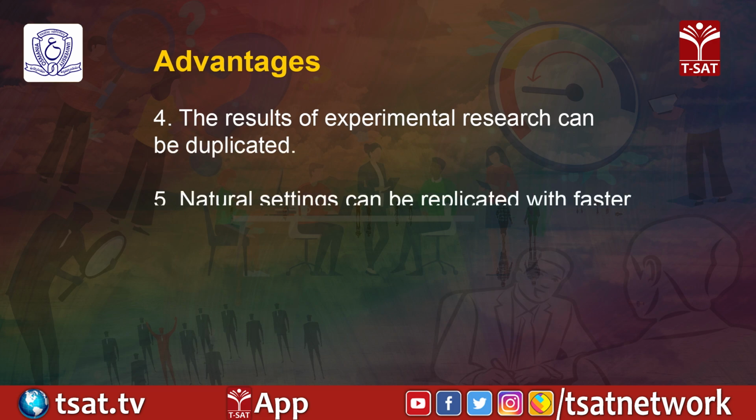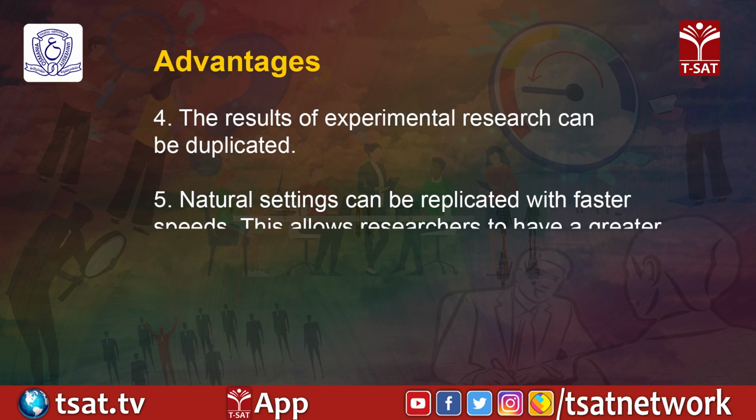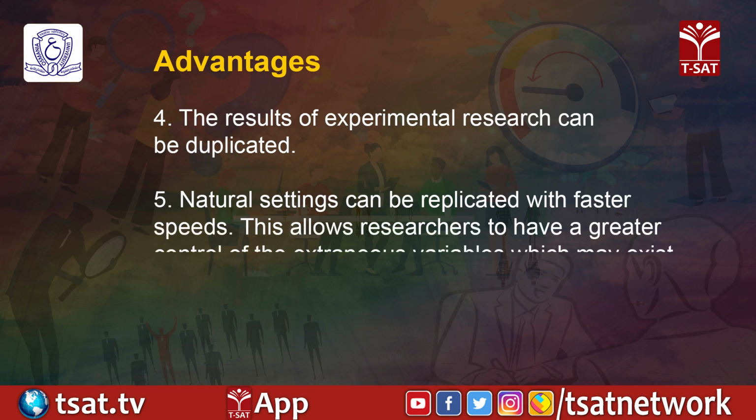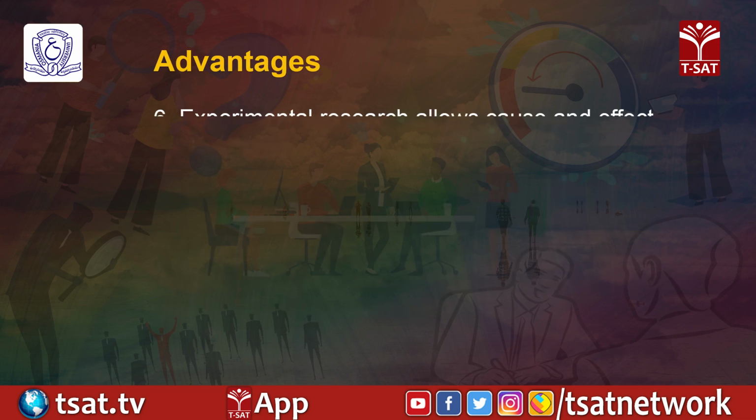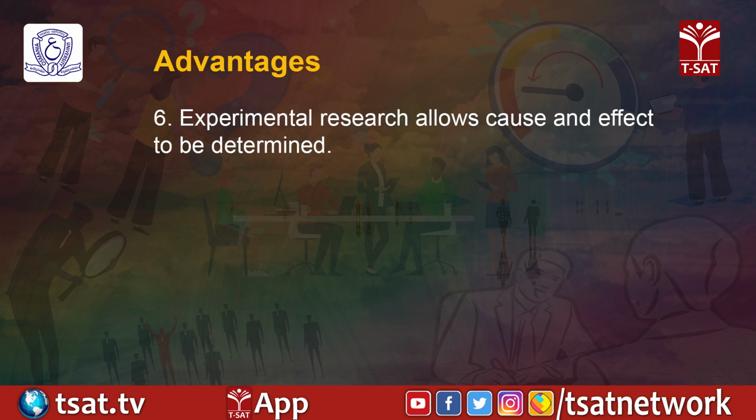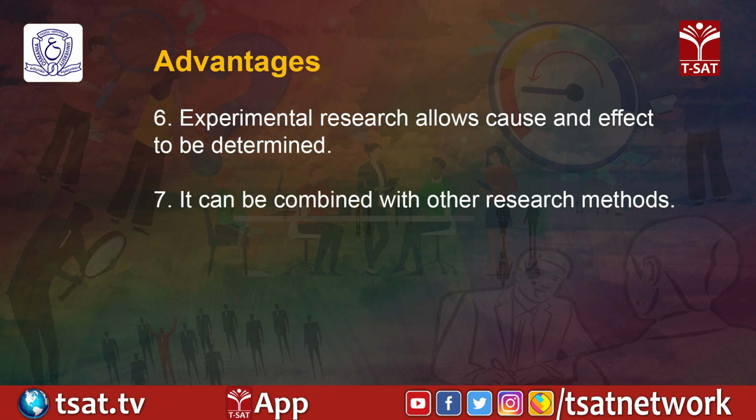5. Natural settings can be replicated with faster speeds. This allows the researcher to have a greater control of the extraneous variables which may exist as well, limiting the unpredictability of nature as each variable is being carefully studied. 6. Experimental research allows cause and effect to be determined. 7. It can be combined with other research methods.